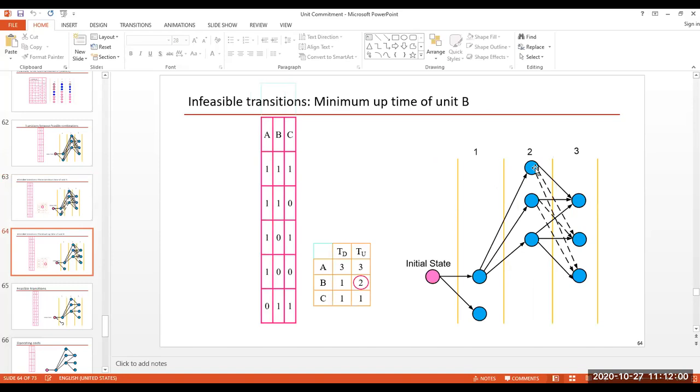Now we are in a position to go forward from hour 2 to hour 3. So now again we check which are the infeasible transitions. Let's check this one first, from hour 2 to hour 3. Is it a feasible transition? Let's see. We are in the 111 situation. Okay, at this point, 111.